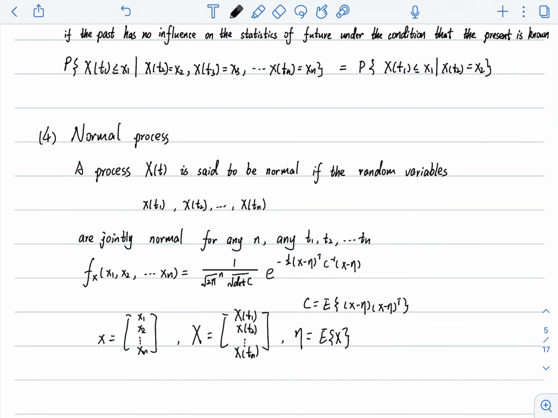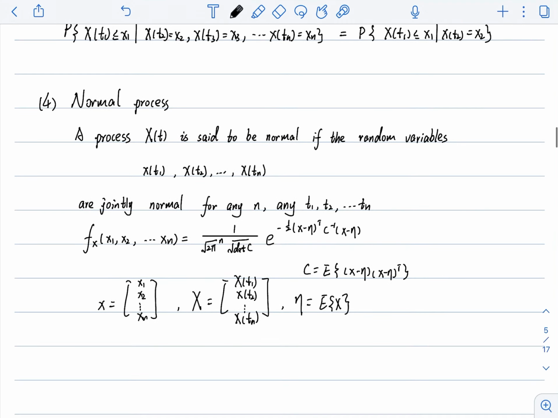Next, for the normal process, a process X(t) is said to be normal if the random variables X(t1), X(t2), X(t3) to X(tn) are jointly normal. These variables are jointly normal for any n, any t1, t2, t3 to tn.